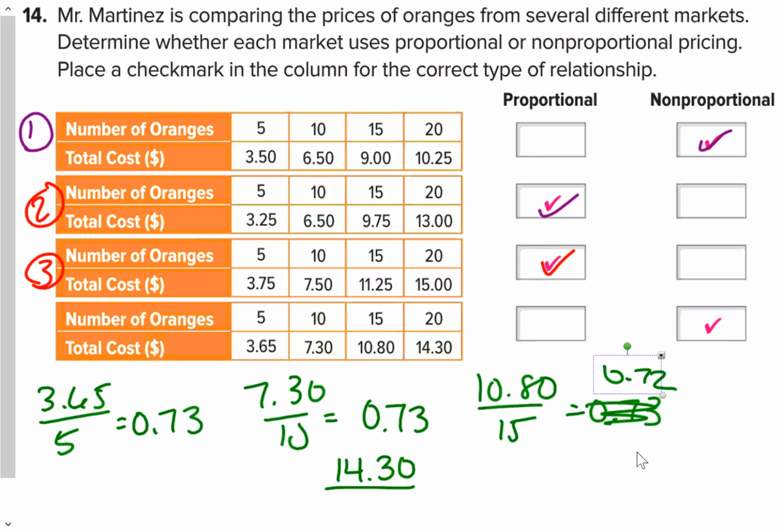So after I checked two of them, I was like, oh man, they're proportional. And then I realized I should check some more. And this third one was 72 cents. And I was like, oh, I really should check all of them. So that's why you should make sure that you check all of them.